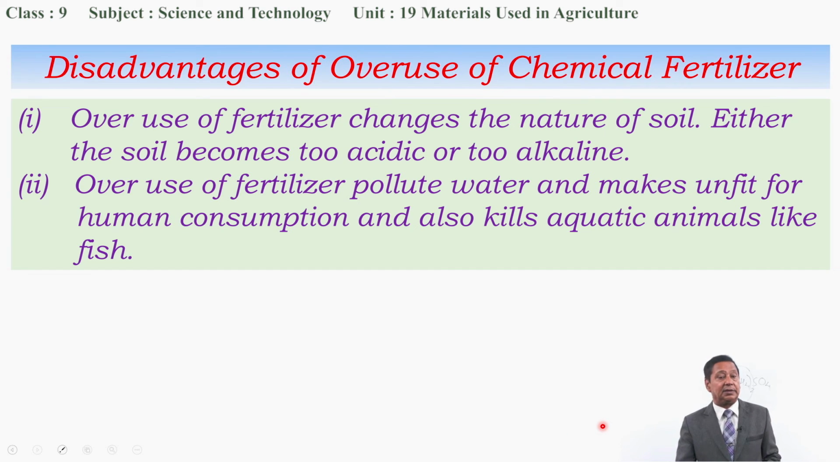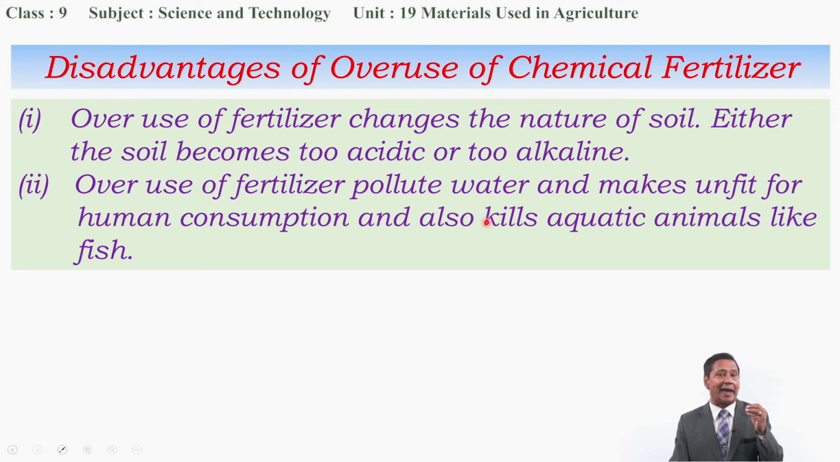Overuse of fertilizer pollutes water and makes it unfit for human consumption, and also kills aquatic animals like fish. What is the meaning of this saying? Actually, what I mean to say is, if fertilizer is used in the field in excessive amount, then it will flow through water and reach the pond, lake, etc.